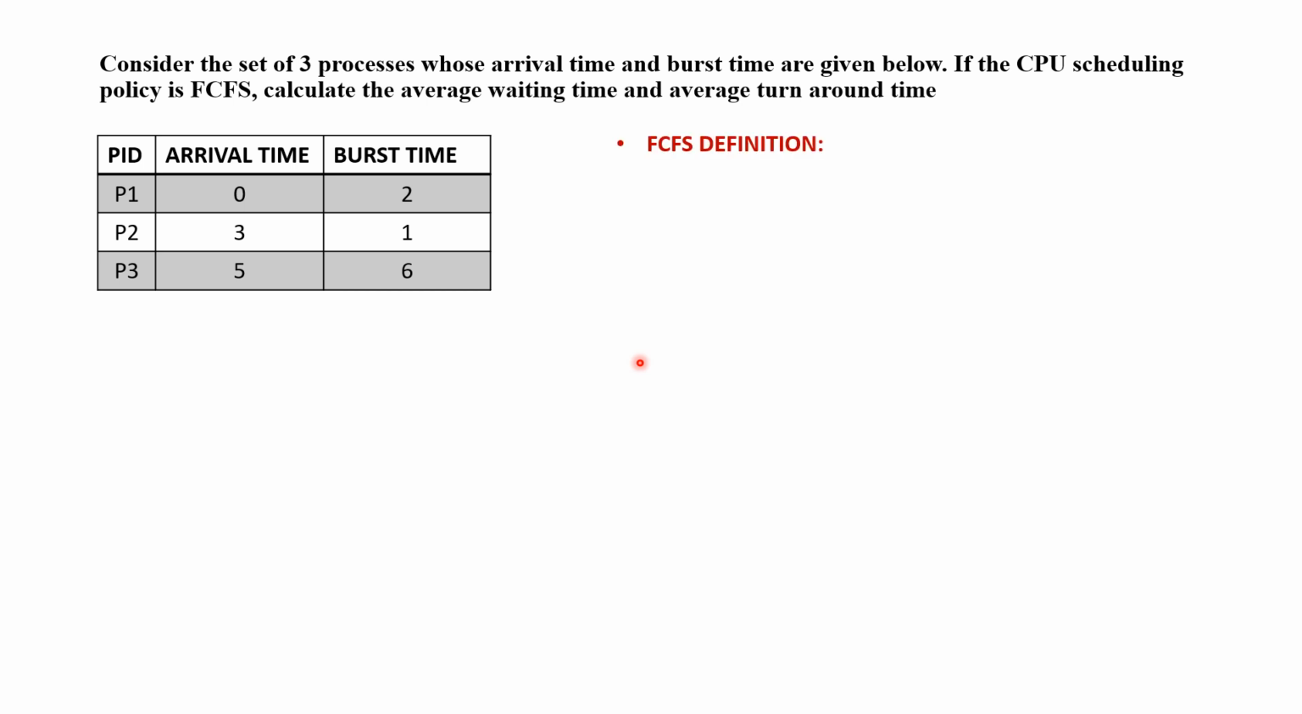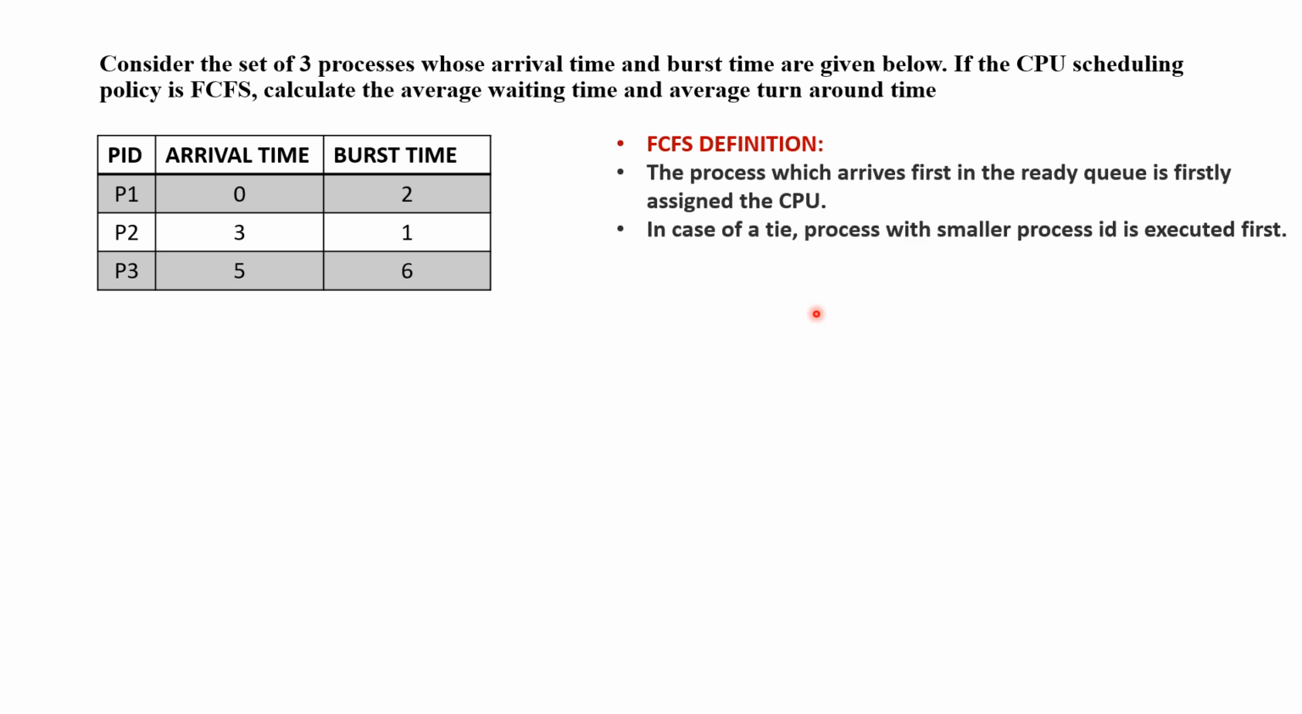Before moving on to the problem, we should know what FCFS is. FCFS is the short form of first come first serve scheduling, and whenever a process needs the CPU, it has to wait in the ready queue. In FCFS, whichever process came first inside the ready queue will be assigned the CPU first. That is the concept of FCFS. If the arrival time and burst time are the same for more than one process, then the process with the smaller process ID will be executed first. In this case, we don't have any tie.